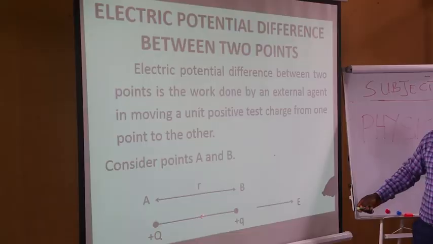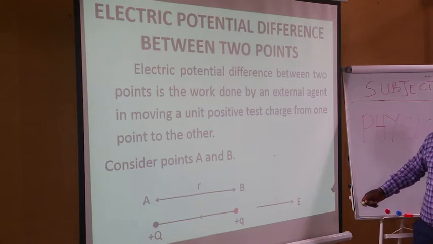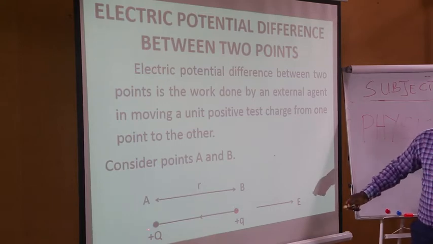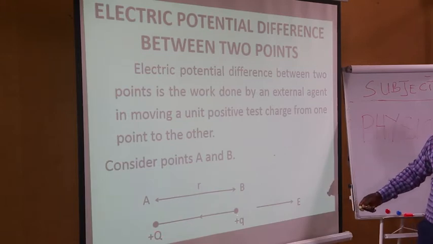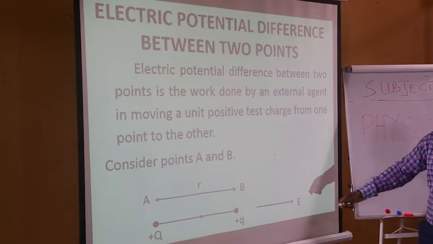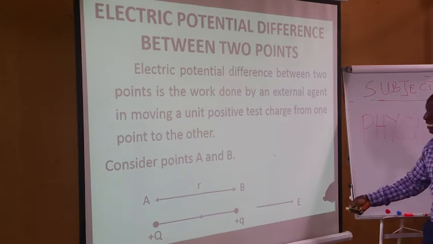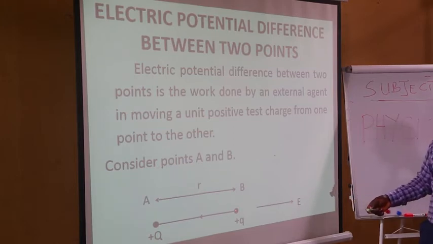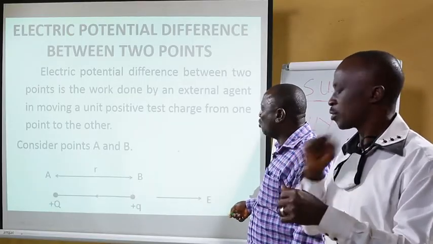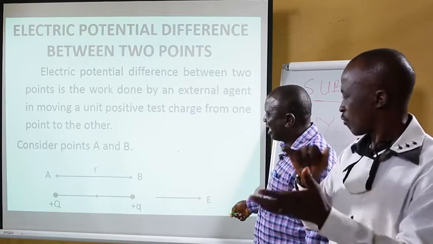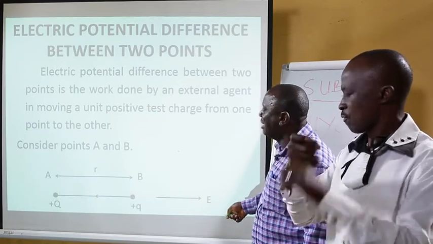But this arrow here is showing us that this charge is being moved towards this plus capital Q. That means work is being done. We can see that it is in the opposite direction. It is against the field. Therefore, it shows that an external agent is doing work here to move this positive test charge from point B to point A.